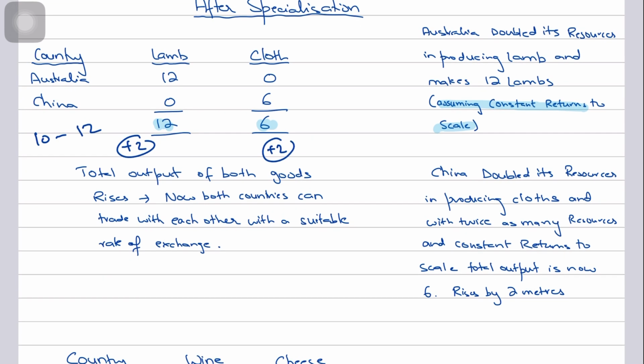Now, right now I haven't really shown how countries will gain once they trade, because I've just shown how the world output goes up. I haven't really shown how both countries, like Australia and China, would gain by trading with each other. This is not shown right now. This will be shown in the next video by another example.